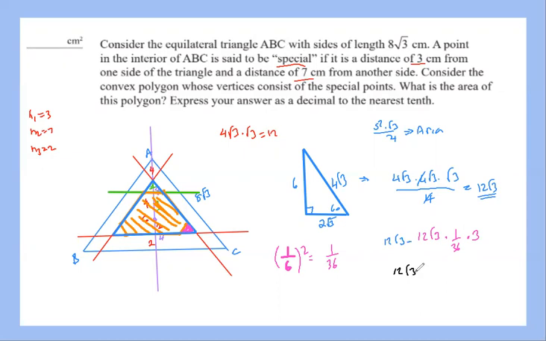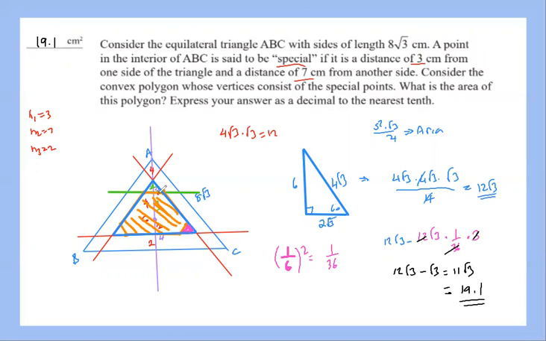So 12 root 3, and that should be 36. 36 will cancel, so minus root 3, which is 11 root 3. And since this is a numerical problem, you can just plug this in a calculator, and you will get approximately 19.1. And that should be my final answer.